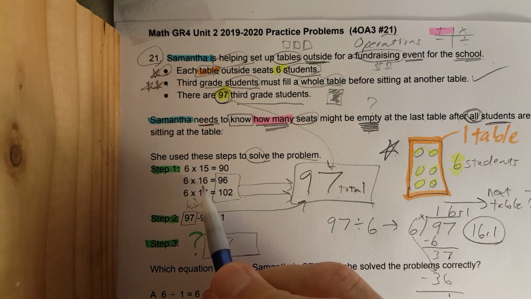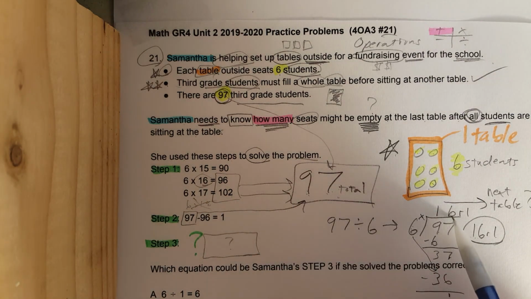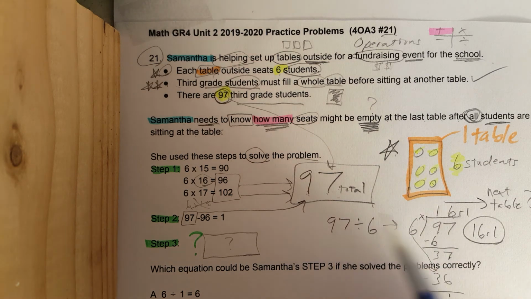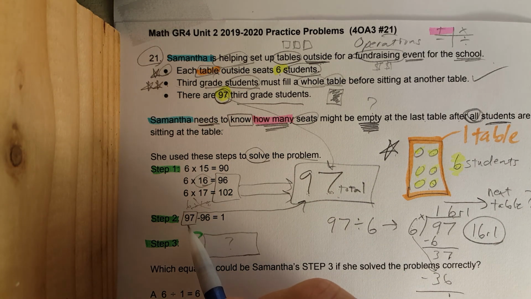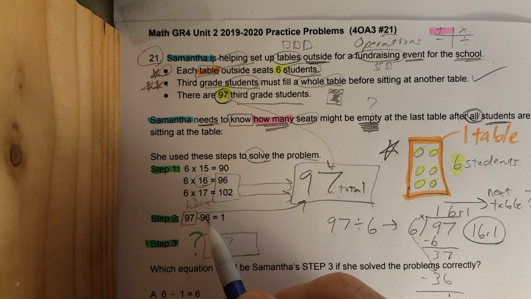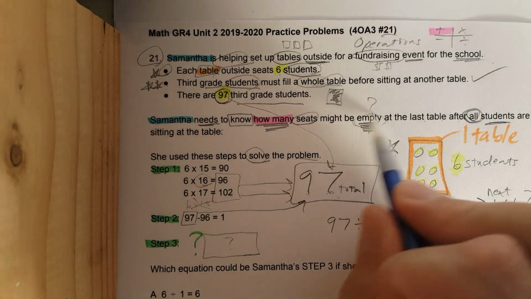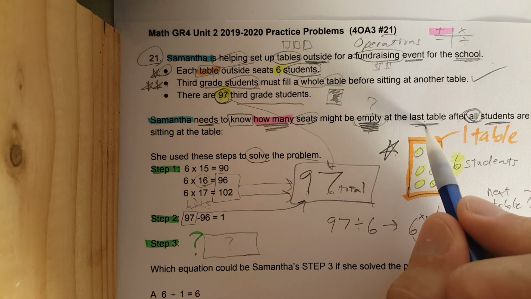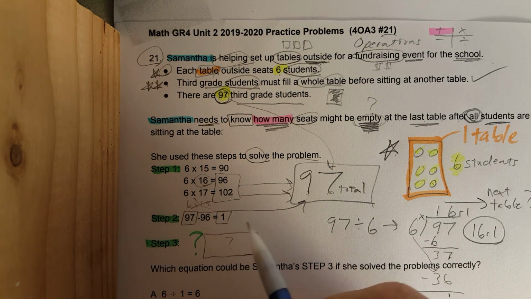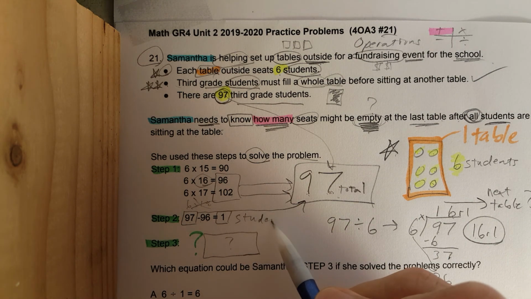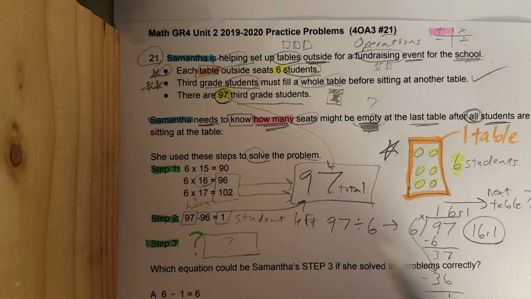She knew that if she got 16 groups, which we found out in the long division, she would get super close to 97 students. Therefore, she went with 16. Okay? But she needed to figure out how many empty seats are going to be left at that last table. So if there's 97 students minus 96, there's 1 student left. Okay, so let's draw this.